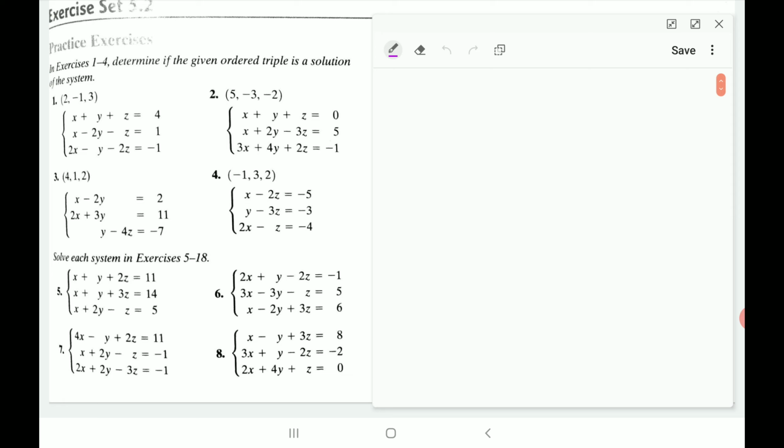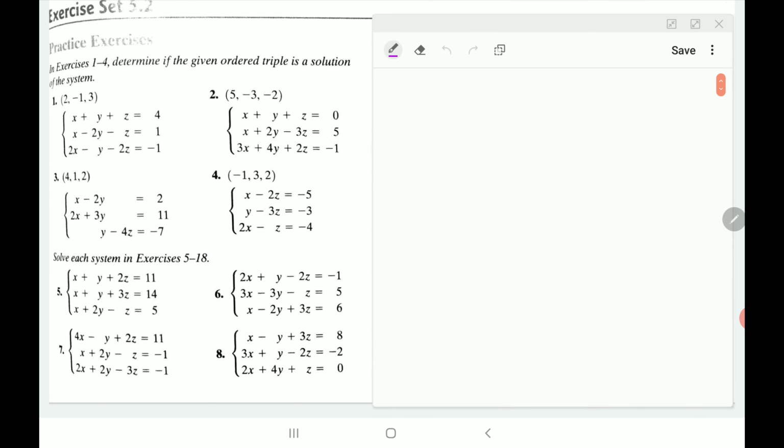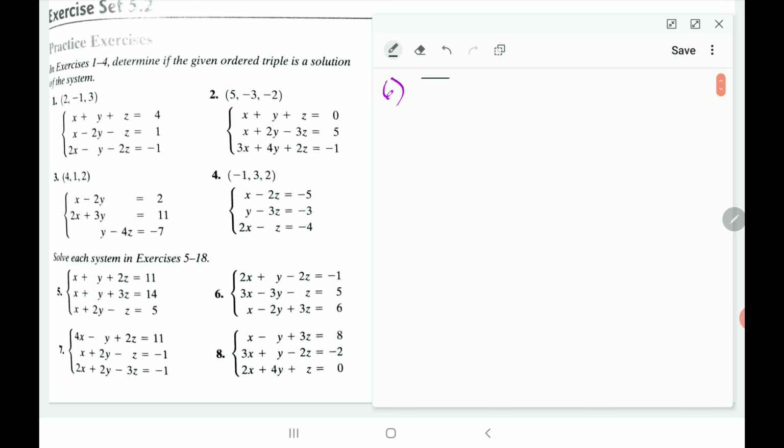So the idea is, let's say we look at number 6 here. I'm going to have to write out the whole thing. So number 6, I'm going to do this in black ink so we can start with just a normal neutral color. So we have 2x plus y minus 2z equals -1. And I may just make this bigger so we can see the whole thing and have more room to write.